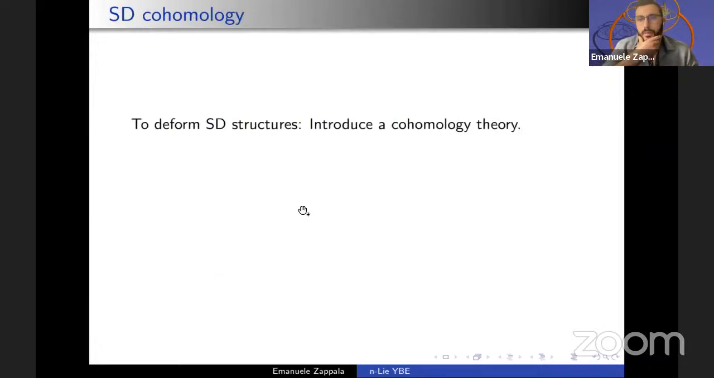So now we want a cohomology theory because we want to bridge basically the deformation theory of Lie algebras, which is known since, I guess, the 50s. So it's been known for a long time. And we want to bridge it to the deformation theory of Yang-Baxter operators. And we need to pass through a deformation theory of the self-distributive structures.